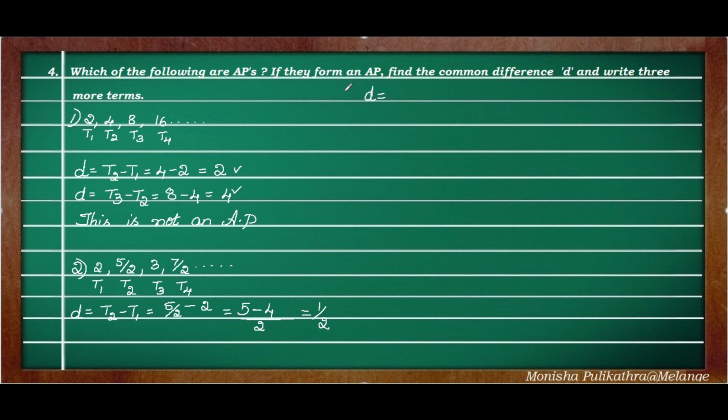So D is equal to T3 minus T2. Here T3 is 3 and T2 is 5 by 2. Again 2 will be the LCM. Here the denominator is 1, so 1 2s are 2, 2 3s are 6. It will be 6, and where the denominator is 2, the numerator will remain as it is, that is 5. So 6 minus 5 is 1 divided by 2. So this is the second common difference.